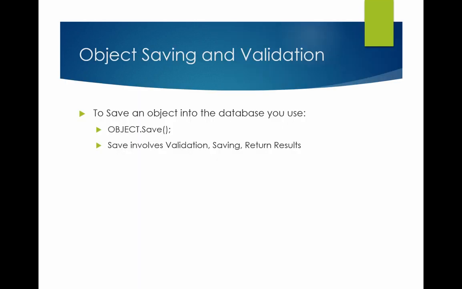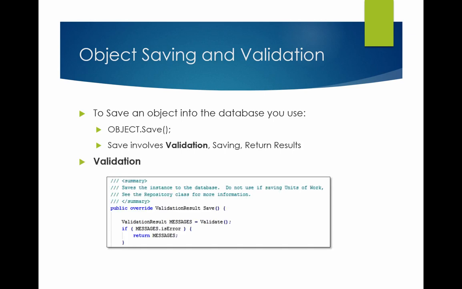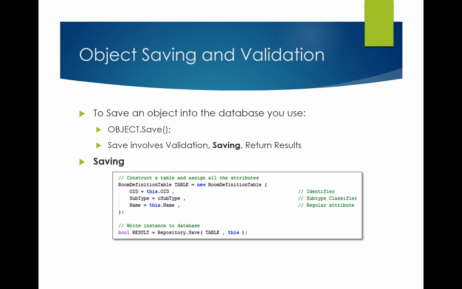So this is how you do a save. It basically consists of validation, saving, and returning results. In validation, you say you're going to do a save and you're going to return a validation result, so you create validation messages. You can override the validate, which I'll talk about in a bit. If there are errors, it exits automatically. If it succeeds with no errors, it goes directly into save. So it writes all the attributes out to the table, and then it saves it using the repository. The repository has some generic code that handles the save.